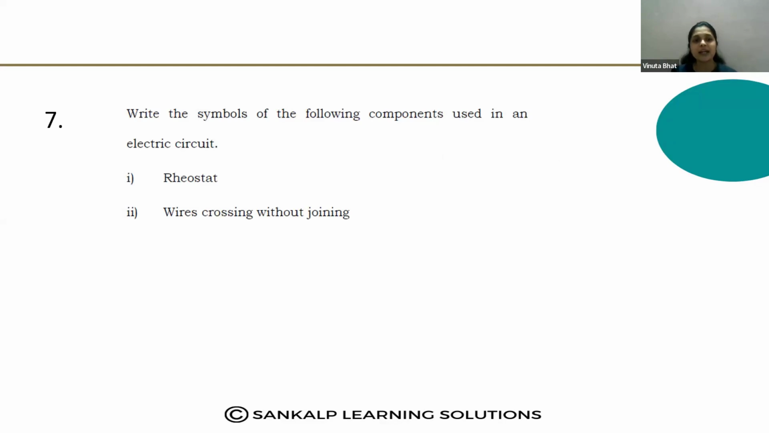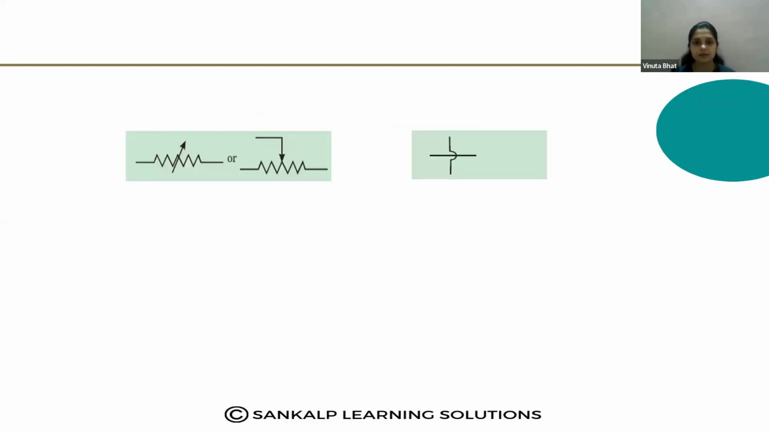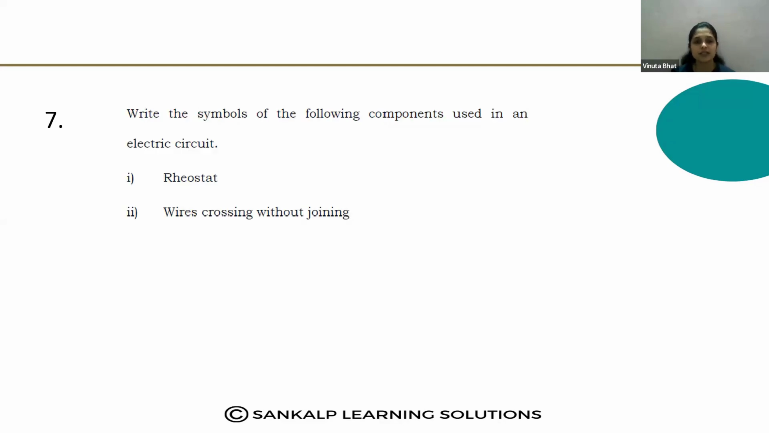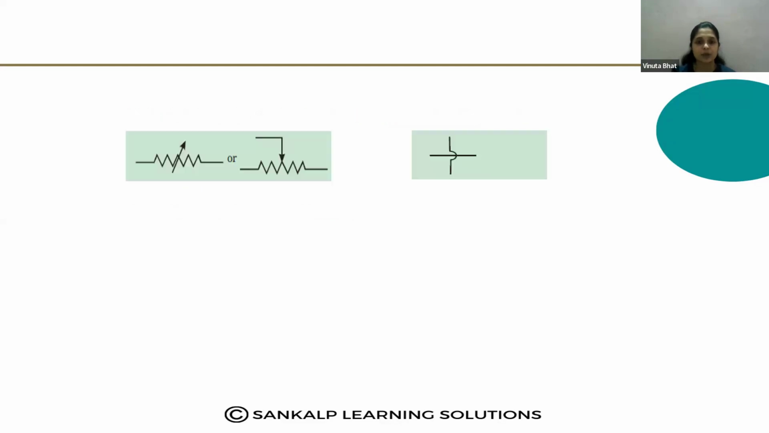Next question. Write the symbols of the following components used in an electric circuit, that is rheostat and wire crossing without joining. So this is also a different question. Repeatedly they asked about the rheostat, wires crossing without joining and the voltmeter. So these are all different questions asked in different question papers. This is the answer. Yes, so these are some 1 mark questions asked in different question papers.